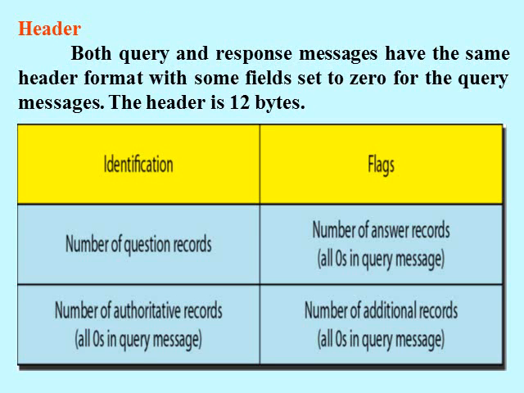Header: both query and response messages have the same header format, with some fields set to 0 for the query messages only. The header format is a 12-byte format. That header format is shown in the figure. It consists of different sections. The first is the identification field, second is the flag field, third is the number of question records, then the number of answer records, number of authoritative records, and number of additional records.